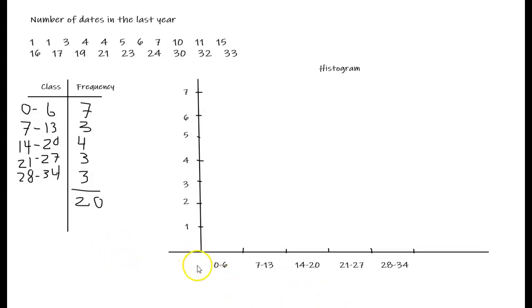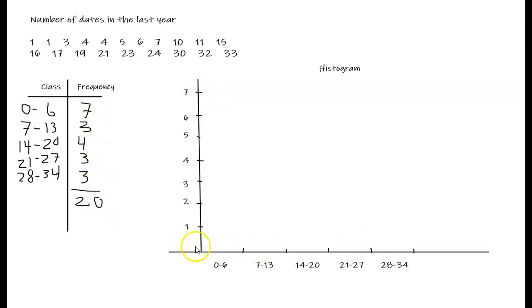The first thing I did was put a vertical line and a horizontal line. For my vertical line, this is going to be my frequency, which is the second column over here. And I'm going to go up as high as my largest frequency. Since my largest frequency was 7, that's going to be the top of my histogram here. So I'm going to try to make it about as tall as my largest frequency.